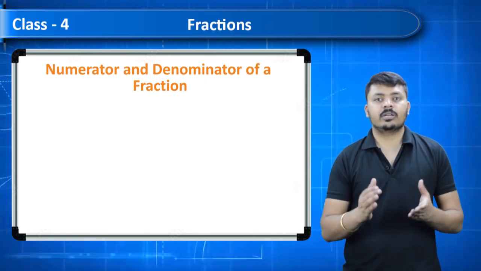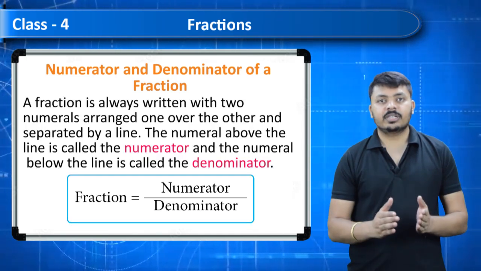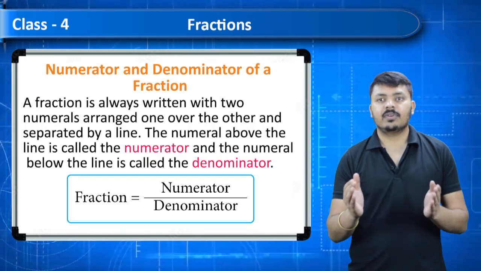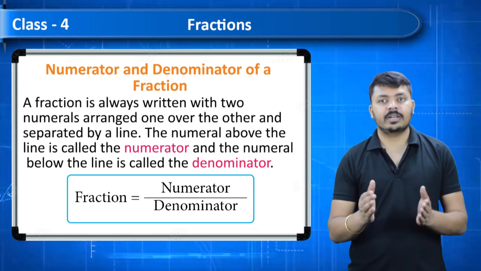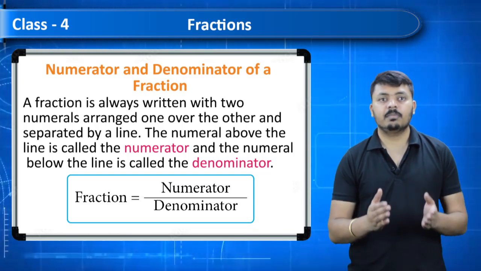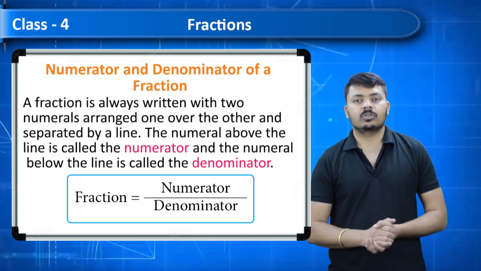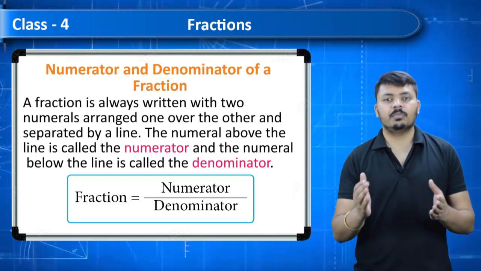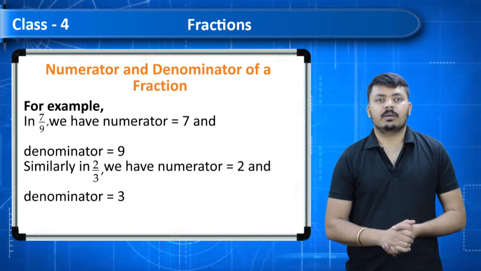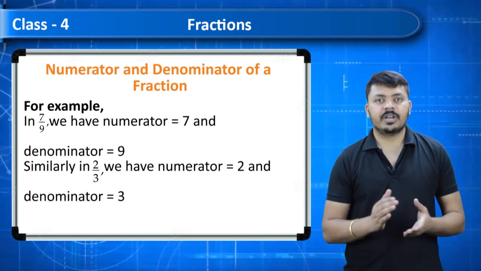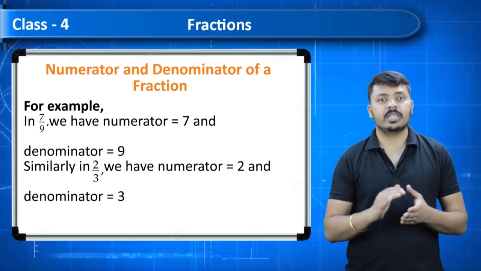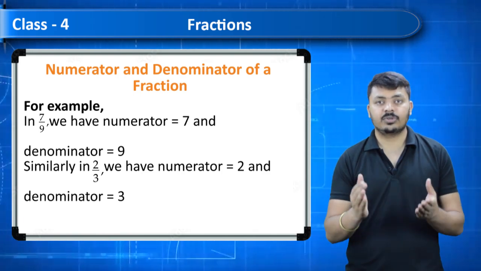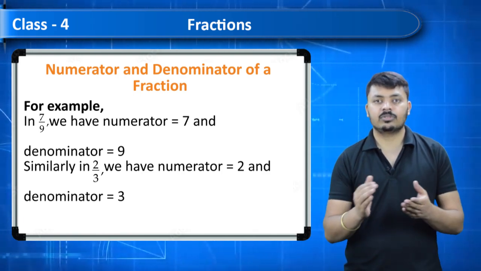Numerator and denominator of a fraction. A fraction is always written with two numerals arranged one over the other and separated by a line. The numeral above the line is called the numerator. The numeral below the line is called the denominator. So the fraction is equal to numerator upon denominator. For example, in 7 by 9, numerator equals 7 and denominator equals 9. Similarly, in 2 by 3, numerator equals 2 and denominator equals 3.